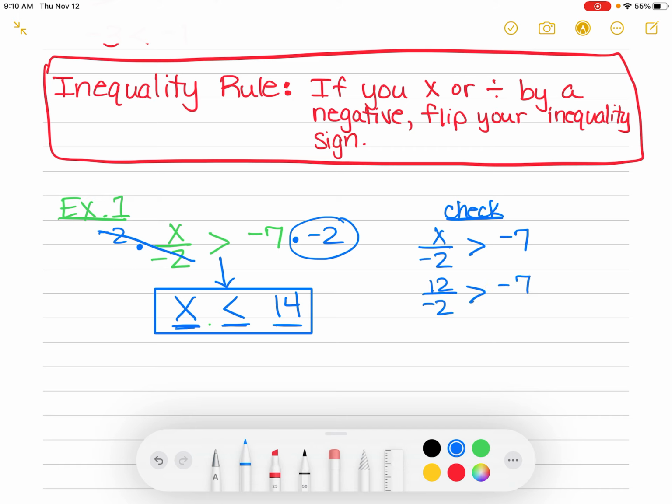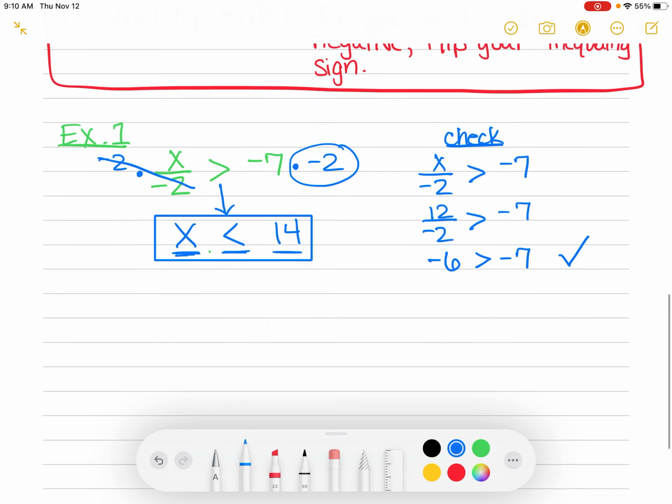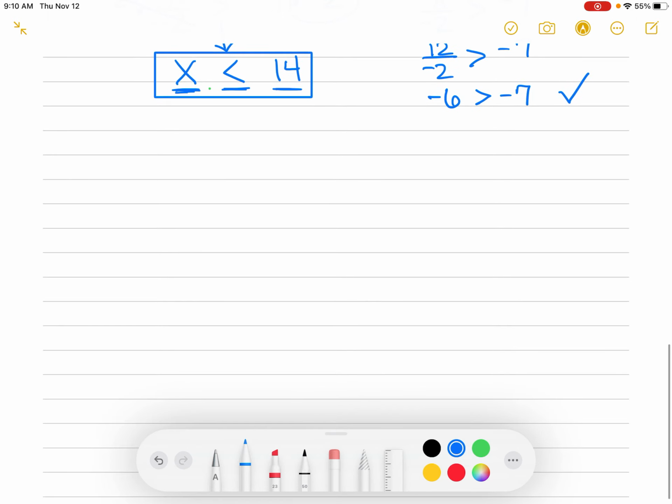So now I have 12 divided by -2, that's -6. And -6 is greater than -7. Remember, when you talk about negatives, it's really the smaller number is bigger. Okay, so that one checked. I have my sign right. If I had my sign reversed and I picked a number bigger than 14, this would not check out. Okay, let's move on to example 2.